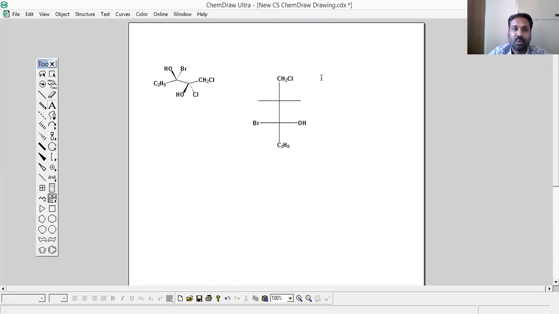So how should I write now? Tell me. You rotate this and then write the conformation. Right side Cl, left side OH. Correct. Is it not? Do you have any questions? You want more clarifications on this?